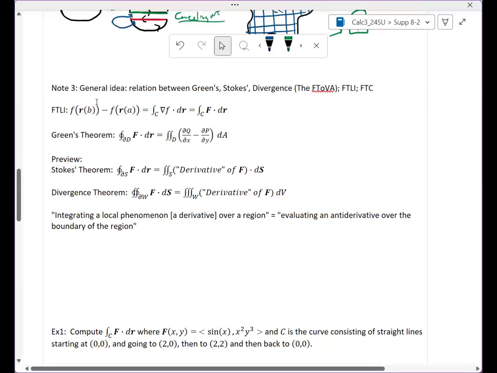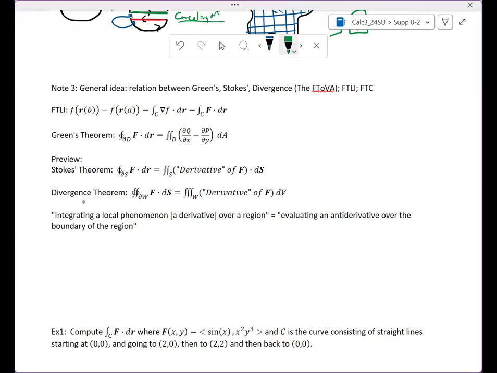So really everything from the fundamental theorem of line integrals to Green's theorem to the upcoming theorems, Stokes' theorem and divergence theorem, these are all essentially generalizations of the fundamental theorem of calculus part 2. So what does the fundamental theorem of calc say? It says that the integral from a to b of, well, if the function is a derivative, f prime of x dx, this is f of b minus f of a.